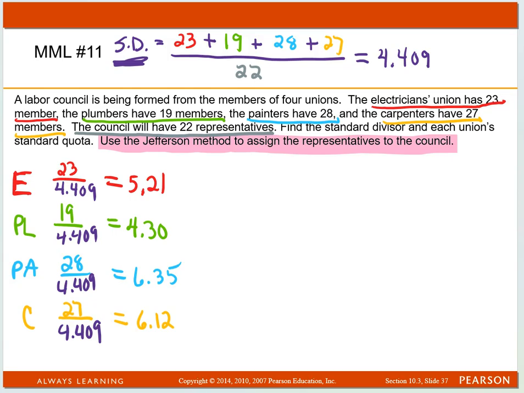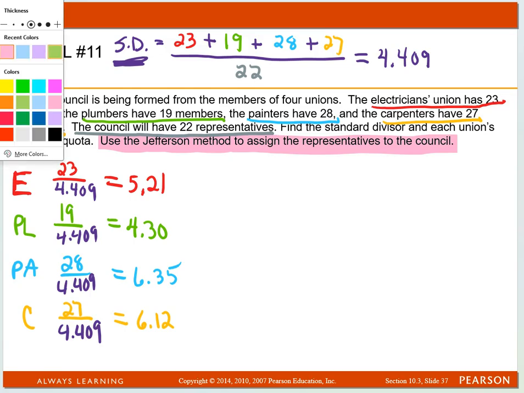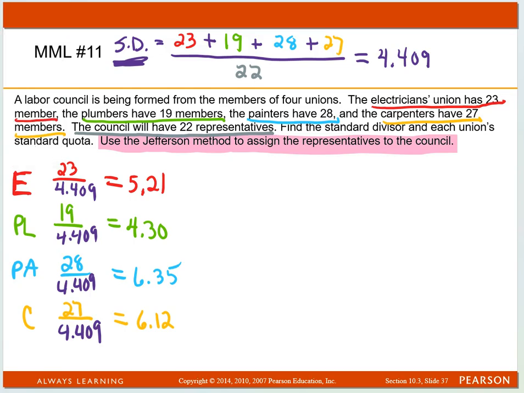Now, we are doing the Jefferson method, okay? And Jefferson rounds down. He always uses the lower quota. So 5.21 comes between 5 and 6, and he's going to go with the lower quota, which is 5. On plumbers, 4.30 comes between 4 and 5. He's going to go with the 4. 6.35 comes between 6 and 7. He's going to go with 6. And 6.12 comes between 6 and 7, and that's going to be 6.